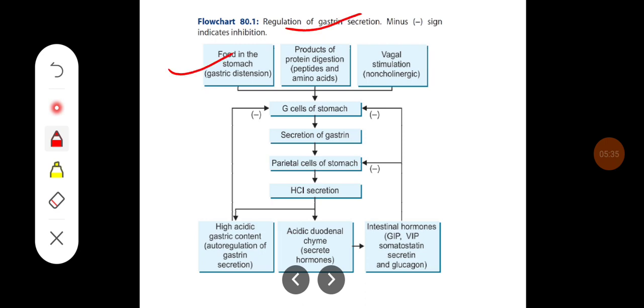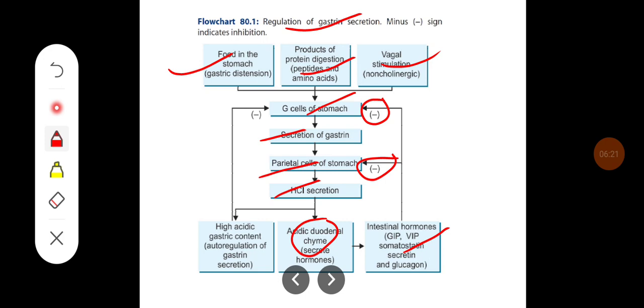Food in the stomach, the products of protein digestion, peptides and amino acids, and vagal stimulation lead to the secretion from G cells of the stomach, which secrete gastrin, which eventually acts on parietal cells of the stomach to increase HCl secretion. HCl increases the acidity of the duodenal chyme, which induces the production of intestinal hormones like GIP, VIP, somatostatin, and glucagon, which by negative feedback mechanism inhibit the parietal cells and the G cells of the stomach and inhibit acid production.